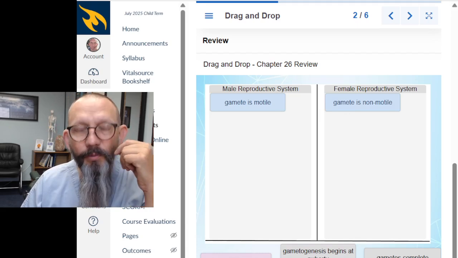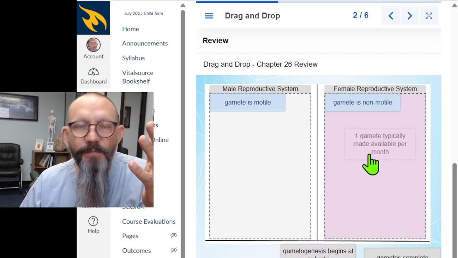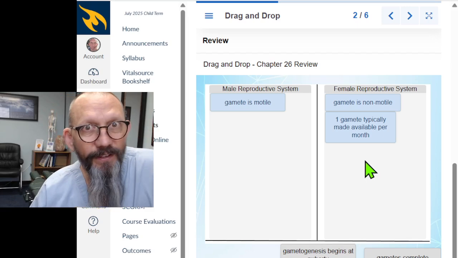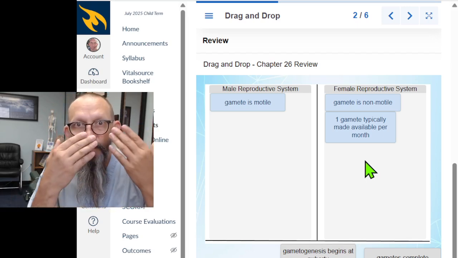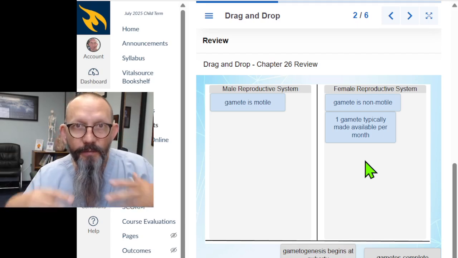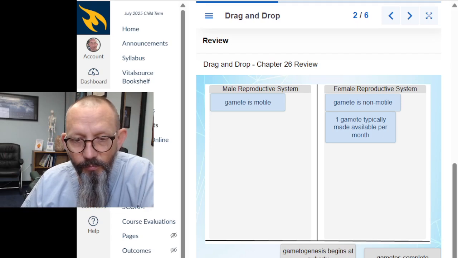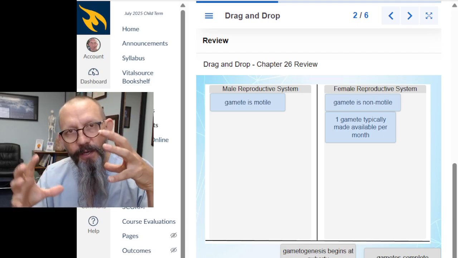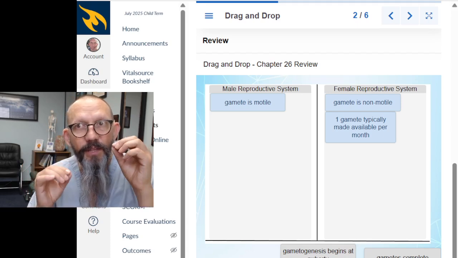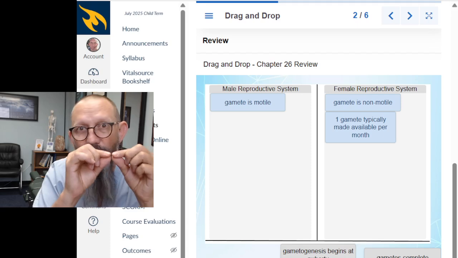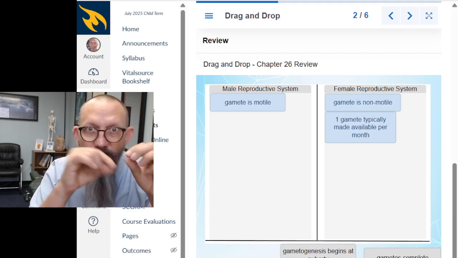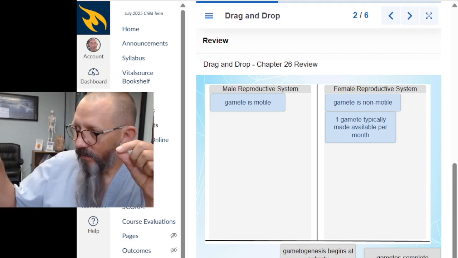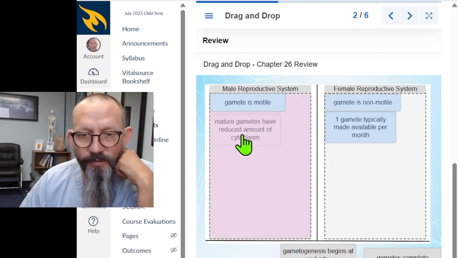Gamete typically made one per month, that's going to be an egg. That's female, right? It's made in the ovary and then popped out and goes down the fallopian tube and ends up in the endometrium, where it can implant if it gets attached by the sperm cell and it gets fertilized, right? Mature gametes have a reduced amount of cytoplasm. Cytoplasm is the stuff that's around the nucleus and helps support the cell with a lot of different stuff. Now, the sperm cell has very, very little. It actually has just that acrosome, that little first part, which is a little enzyme to break through the wall, and it has a little motor, and then it has a flagella. So this one here, reduced amount of cytoplasm, is going to be the male.